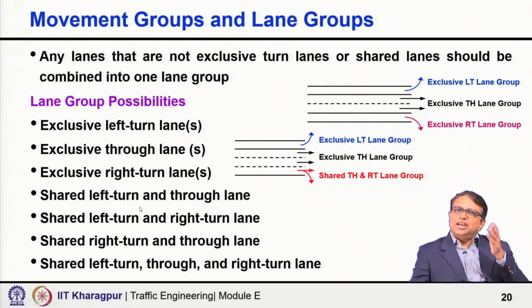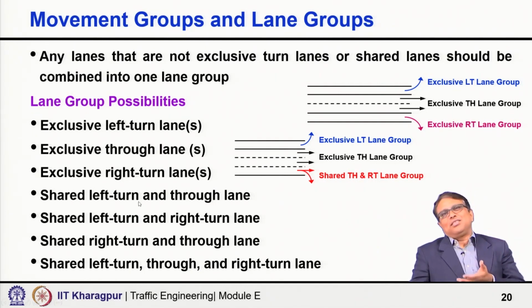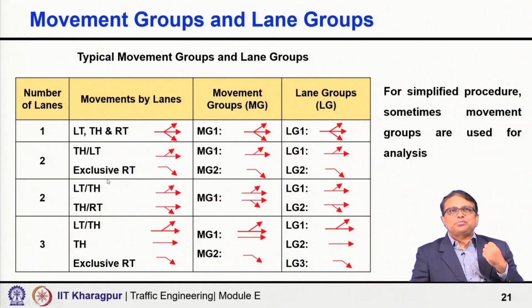So, lane group possibilities could be exclusive left turn lane, exclusive through lane, exclusive right turn lane, then shared left turn and through, shared left turn and right turn, shared right turn and through, shared left, through and right. All these are possible lane groups.